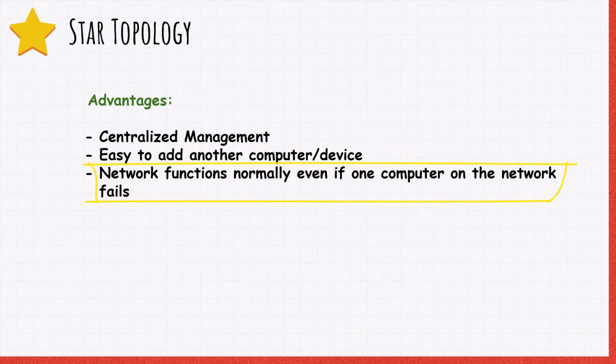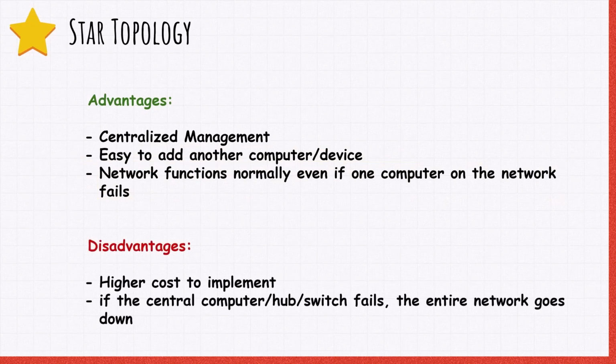However, some of the disadvantages would be that it may have a higher cost of implementation, especially when using a switch or a router as the central network device. The central network device determines the performance and number of nodes that the network can handle. If, however, the central hub or switch or computer fails, the entire network goes down and all computers are disconnected from that network. Alright, that would be some basic important stuff regarding star topology networks, and now let us discuss bus topology in the next lecture.